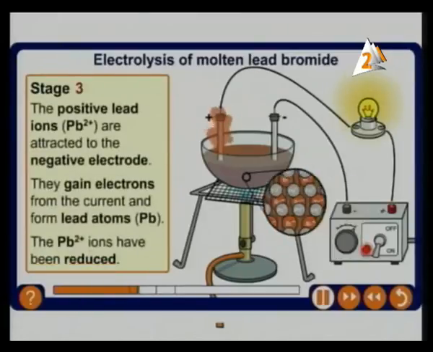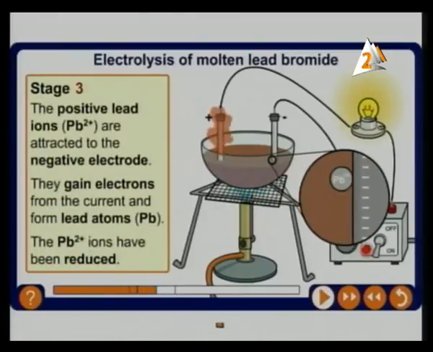In the third stage, the positive lead ions, Pb2+, are attracted directly to the negative electrode. They gain electrons from the current and form lead atoms, Pb. The Pb2+ ions have been reduced.